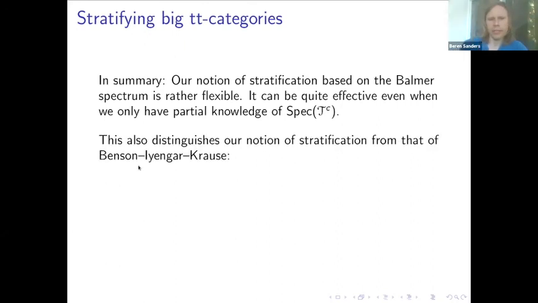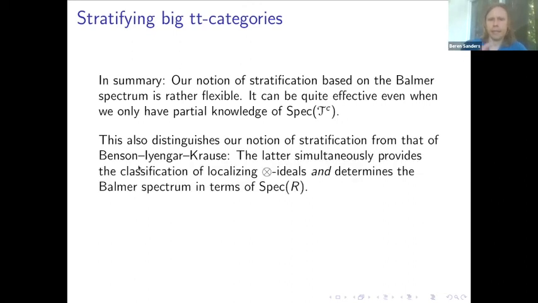And this also helps distinguish this notion of stratification from that of Benson, Iyengar, and Krause, because stratifying in the sense of Benson, Iyengar, and Krause is both weaker and stronger than this kind of stratification. It's classifying the localizing tensor ideals and computing the Balmer spectrum in terms of Spec R. So it's kind of stronger and weaker. That's something I think is worth mentioning. But the point I'm trying to make is that there is some flexibility in not doing that second step, because you can still get some results without having a complete knowledge of the Balmer spectrum. That's what I would say.